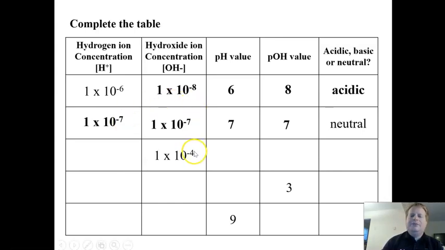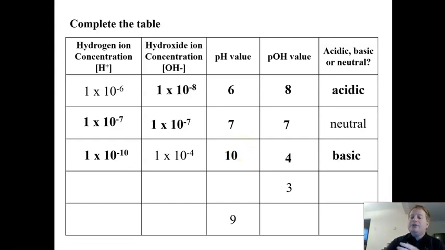All right, if we've got our OH minus of 1 times 10 to the negative 4, that can tell us that the H plus is 1 times 10 to the negative 10, right? These powers have to add up to 14. It also tells us that the pH is 10, because the negative log of this is 10. And the pOH, 10 plus what is 14? 4. And again, the solution would be, look at the pH, greater than 7, basic.